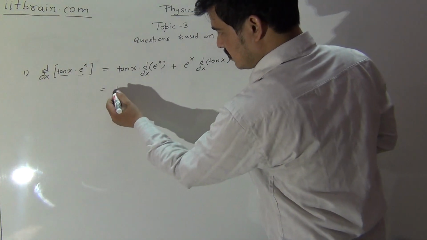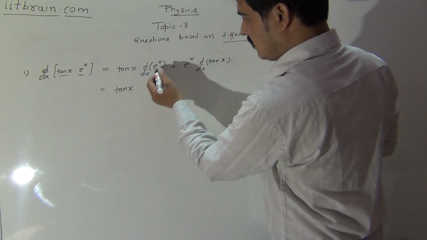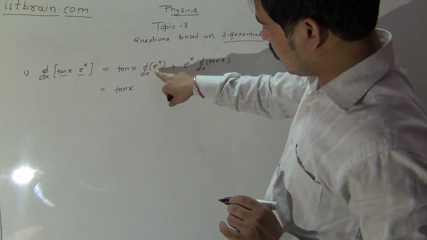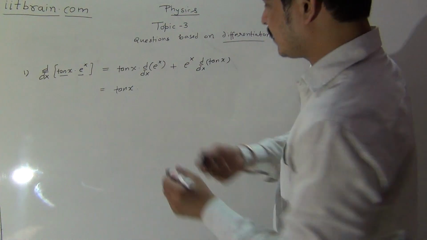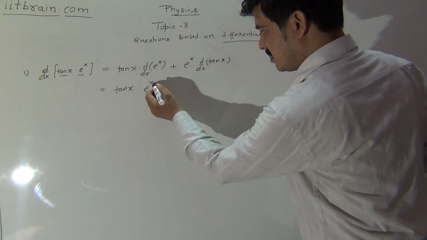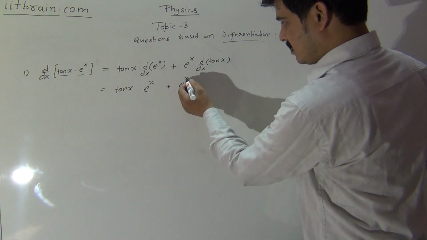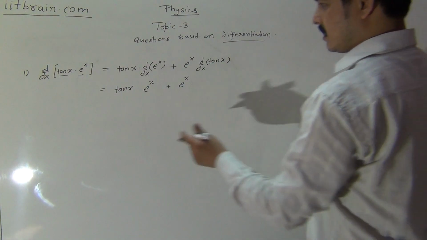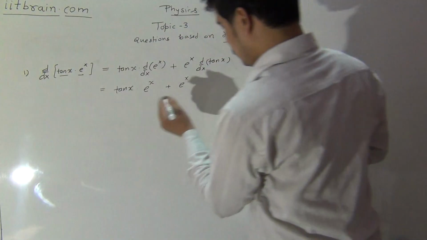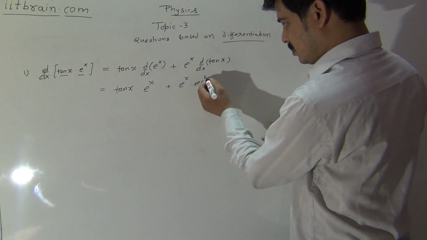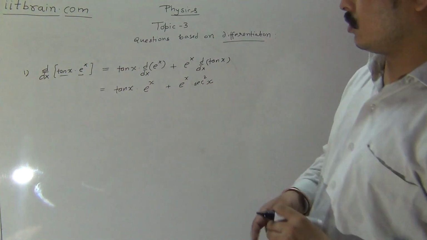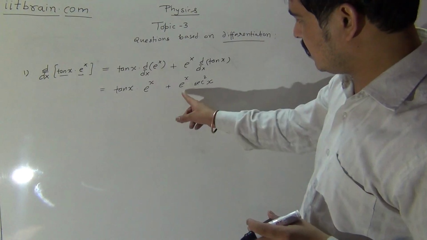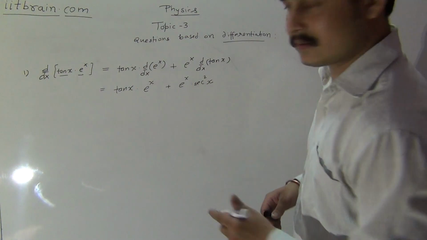Now this is tan x, write this tan x directly, and differentiation of e to the power x. In topic 2, the formula for e to the power x was e to the power x. So take e to the power x as differentiation of e to the power x, and plus e to the power x into differentiation of tan x, which is sec square x. So put the value of differentiation of tan x, you will get this. So differentiation of tan x into e to the power x is tan x into e to the power x plus e to the power x into sec square x.